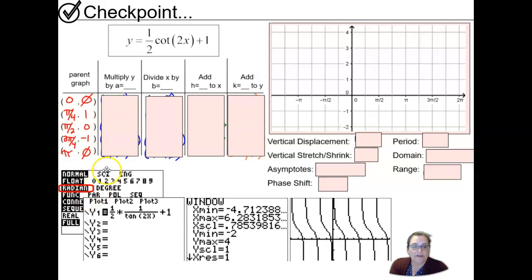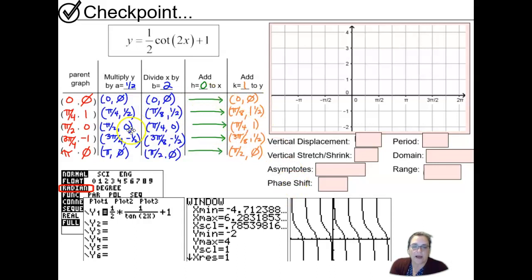So our anchor points for cotangent are listed here. Then we're going to multiply the y coordinates by the a, which is 1/2. That's a vertical shrink of 1/2. Then we're going to divide all of the x coordinates by the b. That's the coefficient on the x, which is a positive 2. The h here is a 0. There is no phase shift. And the k, our vertical displacement, is a positive 1. So that's going to shift everything up 1.